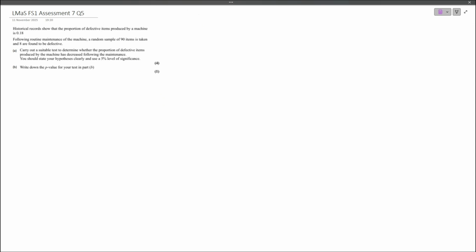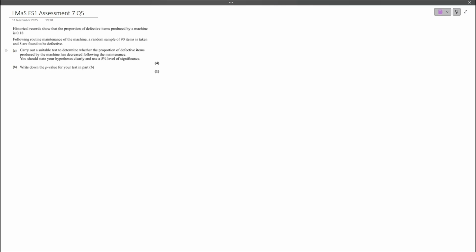Historical records show the proportion of defective items produced by a machine is 0.18. Following routine maintenance of a machine, a random sample of 90 items is taken, and 8 are found to be defective. We're asked to carry out a suitable test to determine whether the proportion of defective items has decreased following the maintenance.